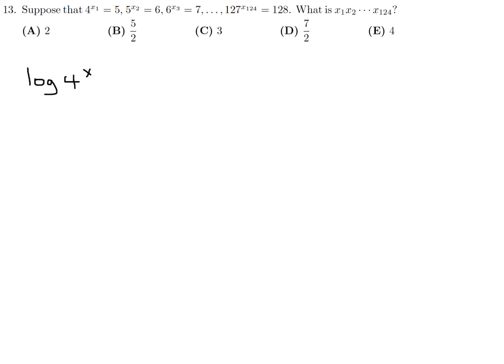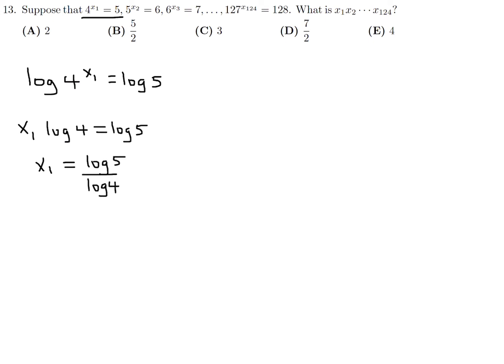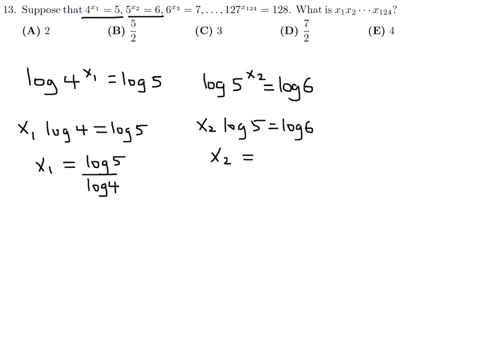Log of 4 to the power of x1 is log of 5. I'm just applying log to that guy right there. The x1 will come out front, and then therefore if you isolate for x1, you'll get x1 is equal to the log of 5 over the log of 4. Correct? Let's do the exact same thing to the next guy. Log of 5 to the power of x2 is equal to log of 6. x2 comes out front, and then we can isolate for x2, and it'll be the log of 6 over the log of 5. Right?